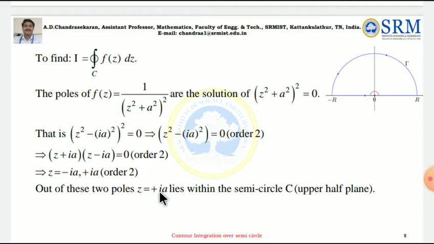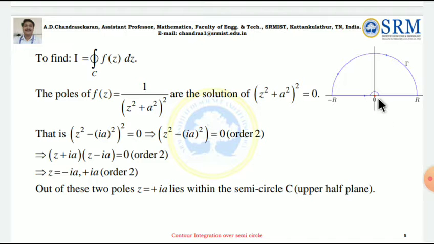Okay, what is z equal to plus ia? Plus ia means what is the point? 0 comma plus a. So where is 0 comma plus a? It is on the positive y-axis. What about the second pole? Minus ia. That means 0 comma minus a, that is, below the x-axis, on the negative side of the y-axis. So the point lies below the x-axis here.